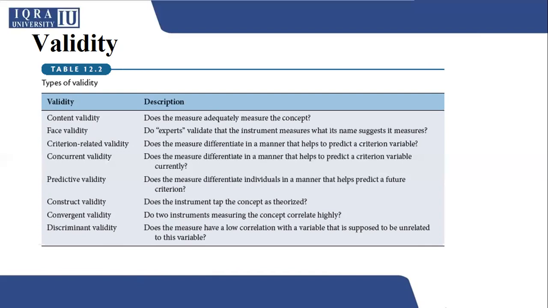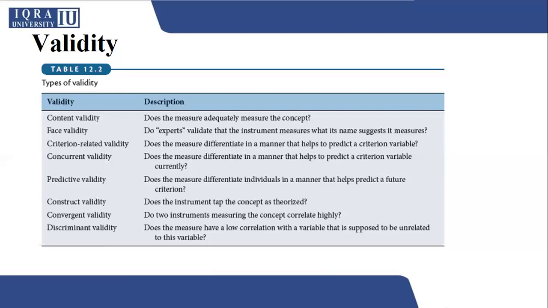Now, criterion-related validity. What is it? It is established when the measure differentiates individuals on a criterion it is expected to predict. This can be done by establishing concurrent validity or predictive validity. Concurrent validity is established when the scale discriminates individuals who are known to be different, that is, they should score differently on the instrument.